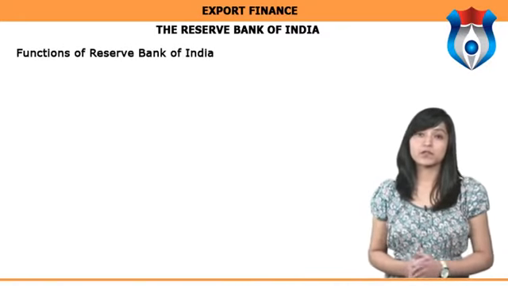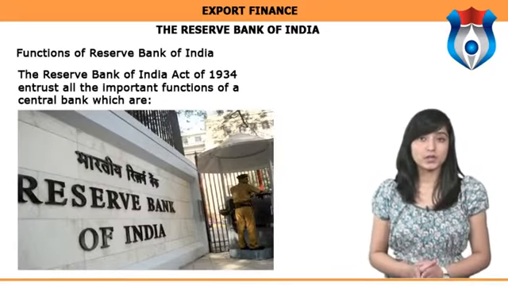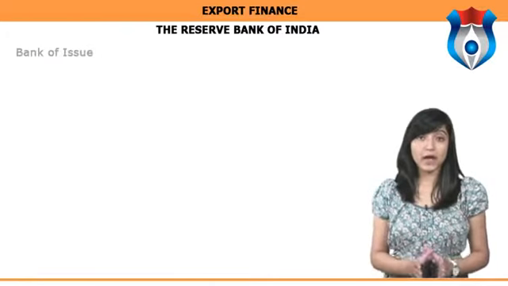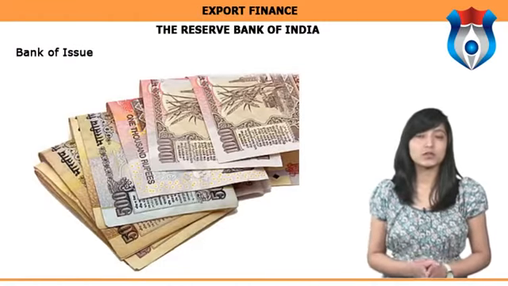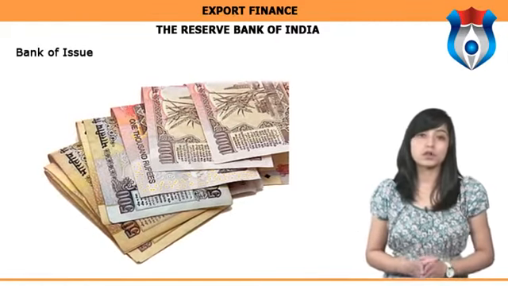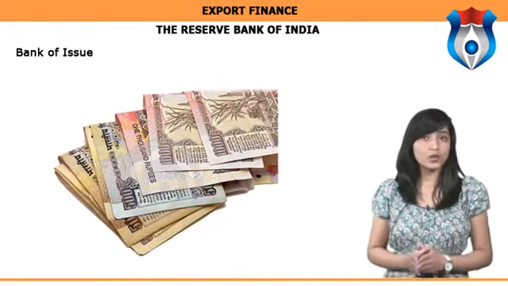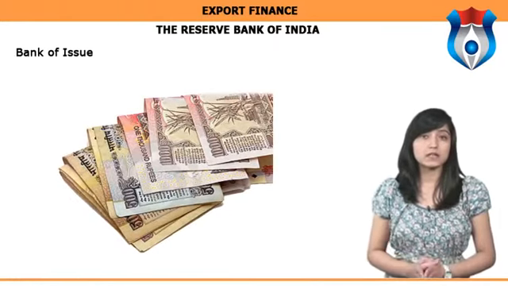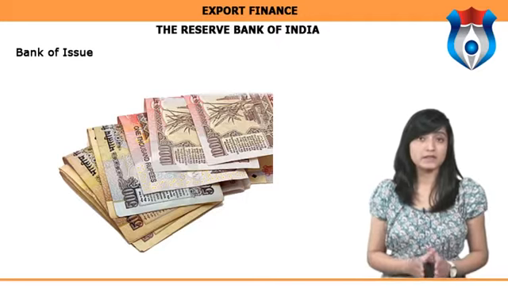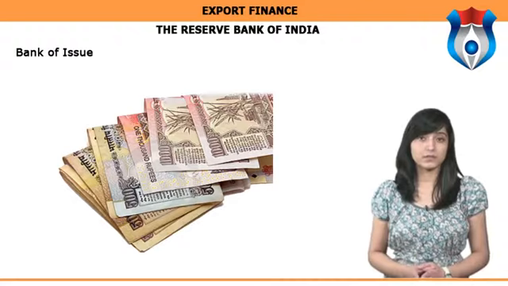Functions of Reserve Bank of India. The Reserve Bank of India Act of 1934 entrusts all the important functions of a central bank, which are: Bank of Issue under Section 22 of the Reserve Bank of India Act. The bank has the sole right to issue banknotes of all denominations. The distribution of 1 rupee notes and coins and small coins all over the country is undertaken by the Reserve Bank as agent of the government. The Reserve Bank has a separate issue department which is entrusted with the issue of currency notes.